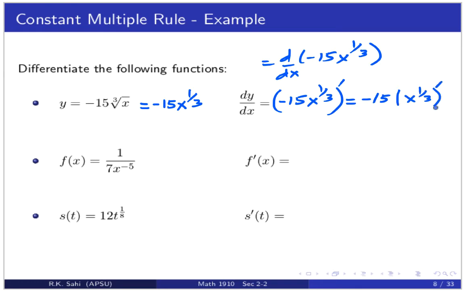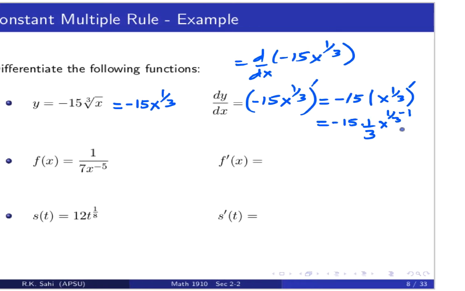Notice the way I'm writing is making my life simple. So instead of writing d/dx all the time, I'll take the function, put it in parentheses, and a differential sign. That is prime, we normally call that. So it's going to be negative 15 times 1/3 x to the power 1/3 minus 1, which will give us, 3 times 5 goes into 15, so you got a negative 5, so 3 times 5, remember, it's 15, x to the power minus 2/3.